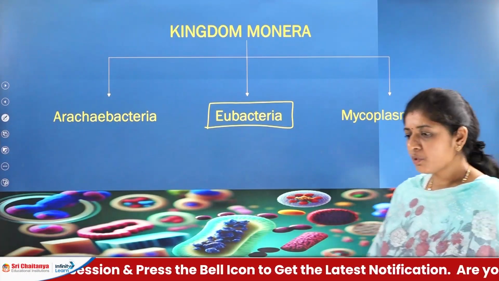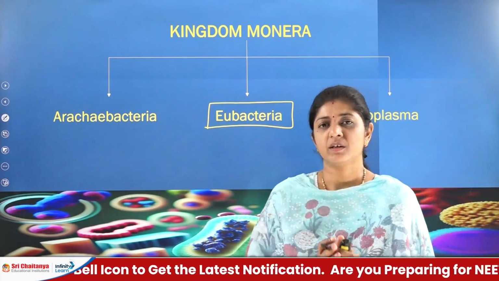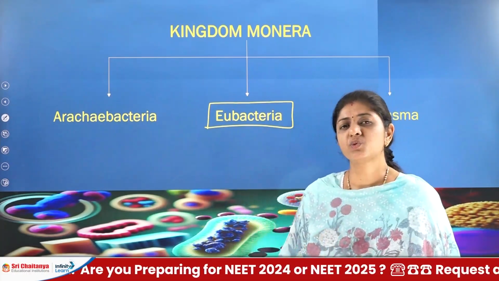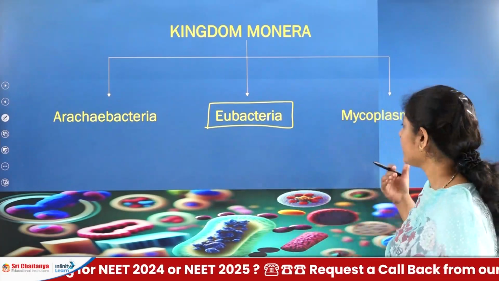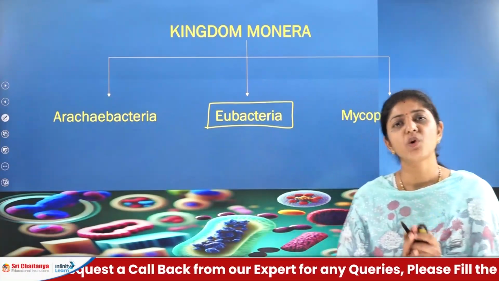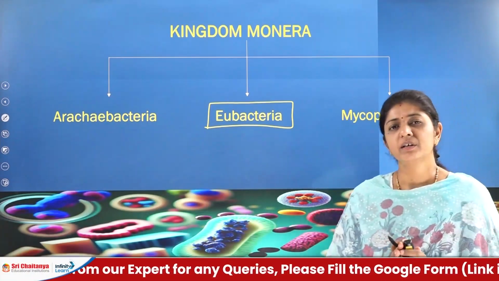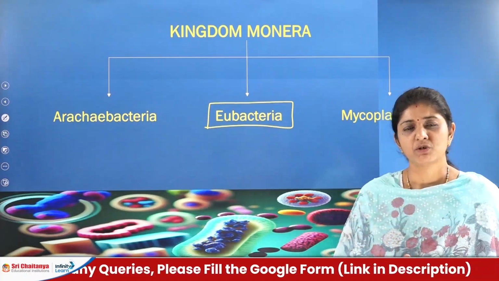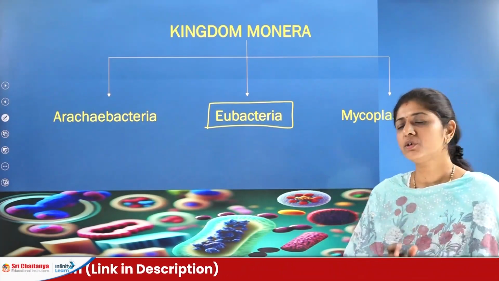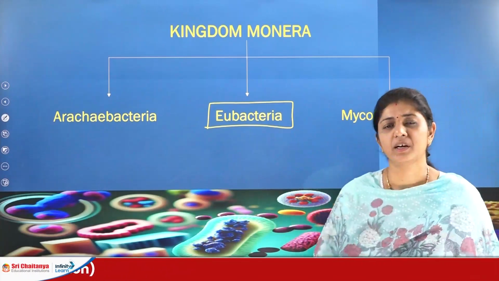Mycoplasma. The important feature regarding that is that it is cell wall less. Otherwise, other bacteria will have the cell wall, but in Mycoplasma, the cell wall will be absent. And it is the smallest cell evolved among living organisms. So that is Mycoplasma. But right now I will focus only on the EUBACTERIA.